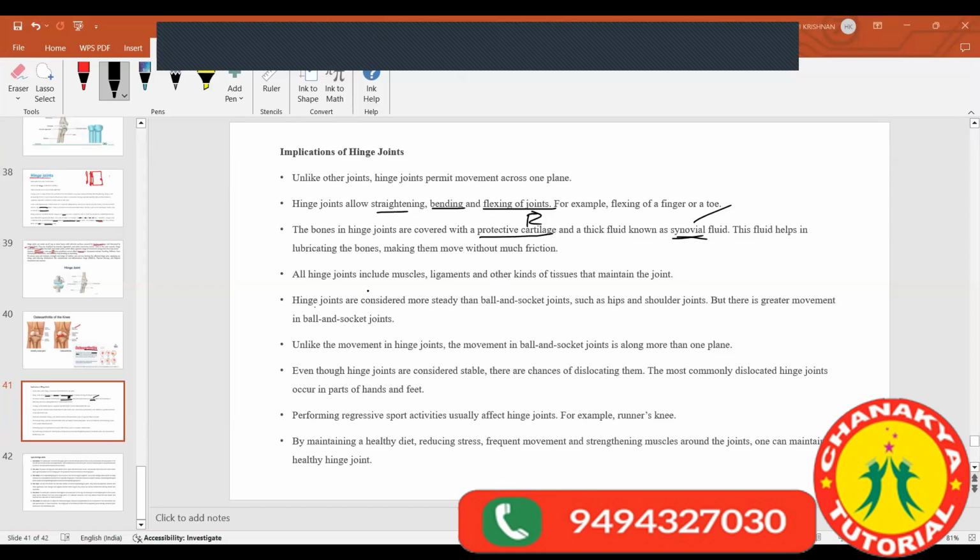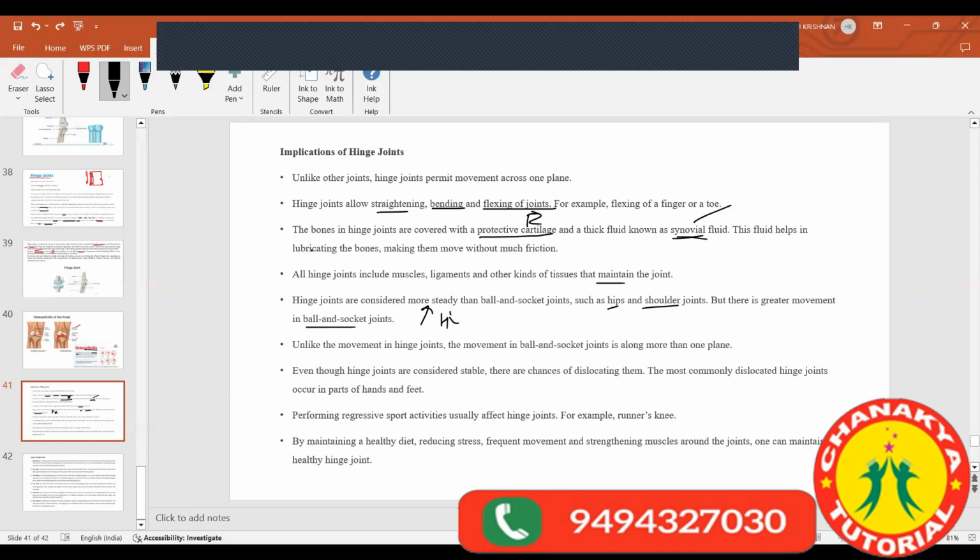All hinge joints include muscles, ligaments, and other kinds of tissue that maintain the joint. Hinge joints are considered more steady than ball and socket joints, such as the hips and shoulder joints. But there is greater movement in ball and socket joints. When it comes to ball and socket versus hinge, ball and socket will always have more movement because it's 360 degrees. It's not limited to only one plane or axis. It can rotate fully.